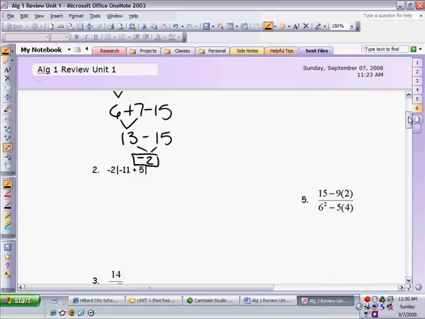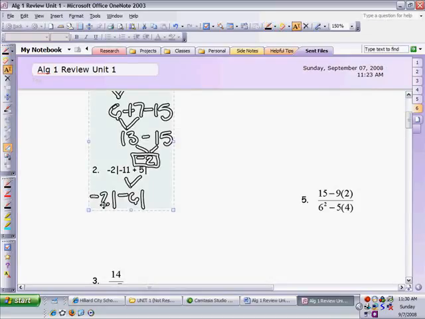We must take care of those first. So it's negative 11 plus 5. We must take care of that first. That gives me negative 6. It's still inside the absolute value. Negative 2 out in the front.